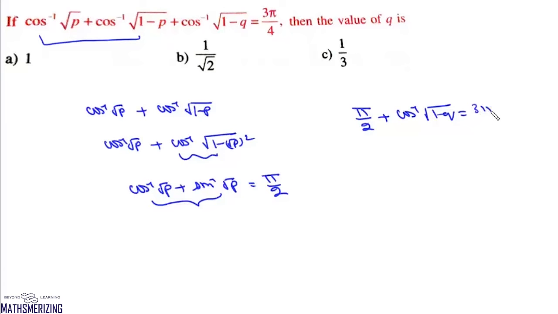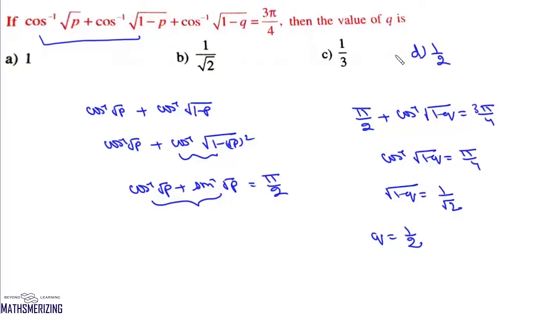It is 3 pi by 4. So cos inverse under root of 1 minus q will be simply pi by 4, and under root of 1 minus q will be cos pi by 4, and it is 1 by root 2. So the value of q is simply 1 by 2, and that's your option D. So the value of q should be 1 by 2.